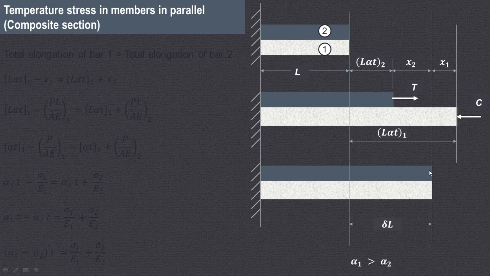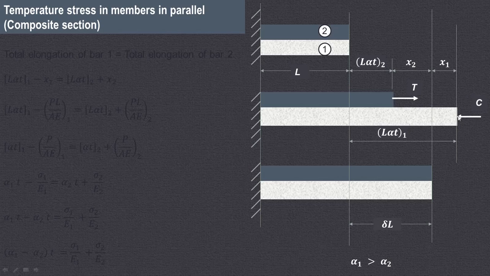Okay, so whenever the material is having higher coefficient of linear expansion, that particular material is in compression, whereas the material which is having less coefficient of linear expansion will always be in tension when they are acting as a composite member. Now this is the expansion L alpha T of material 2. So this is the free expansion of material 2. This is the free expansion of material 1, that is L alpha T1.